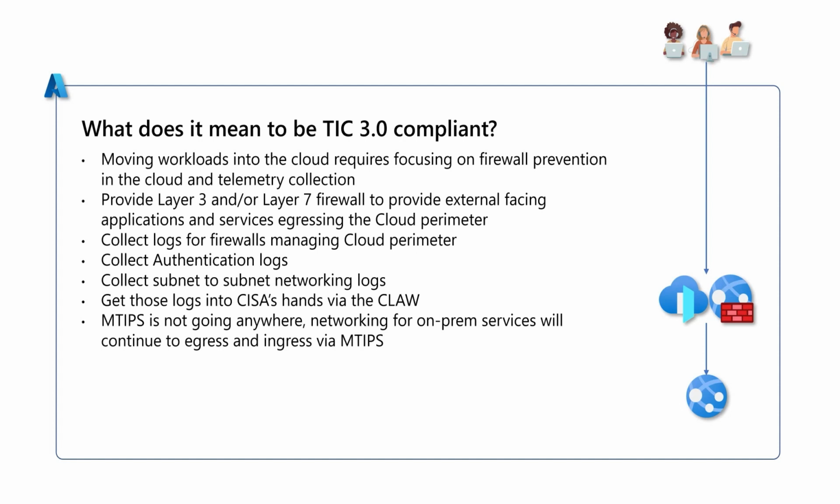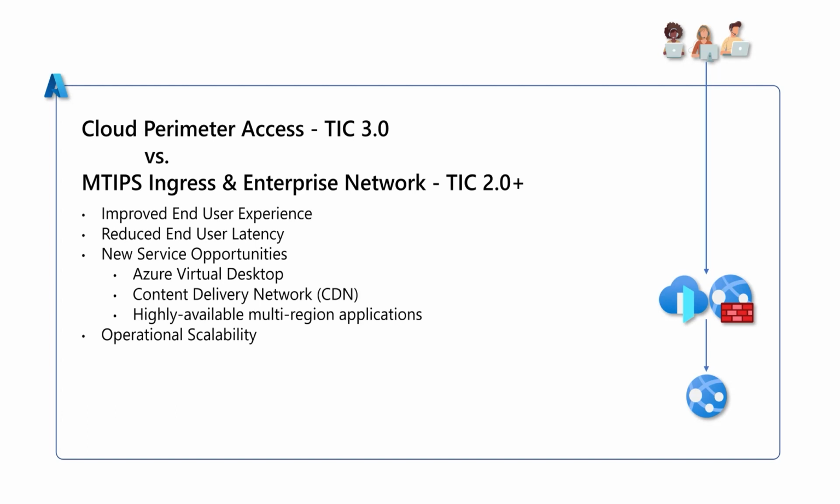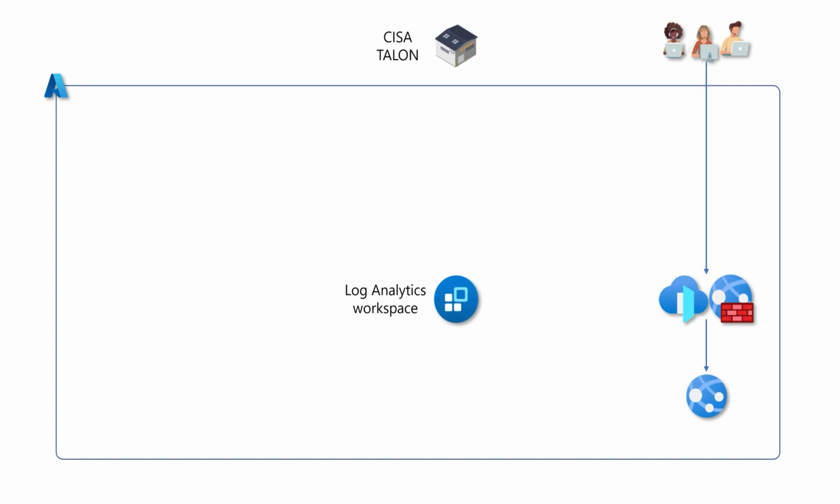Users on-prem and services in your data center will continue to leverage MTIPs to secure your enterprise perimeter. With TIC 3.0 at your cloud perimeter, you'll discover that you have improved end user experience, reduced end user latency, and the ability to provide new capabilities to both internal and external customers. You can do things like Azure Virtual Desktop, content delivery, highly available multi region applications. Now, onto the architecture.